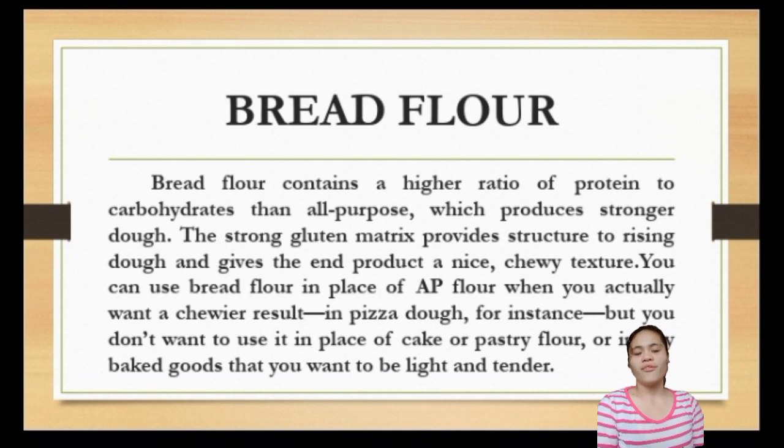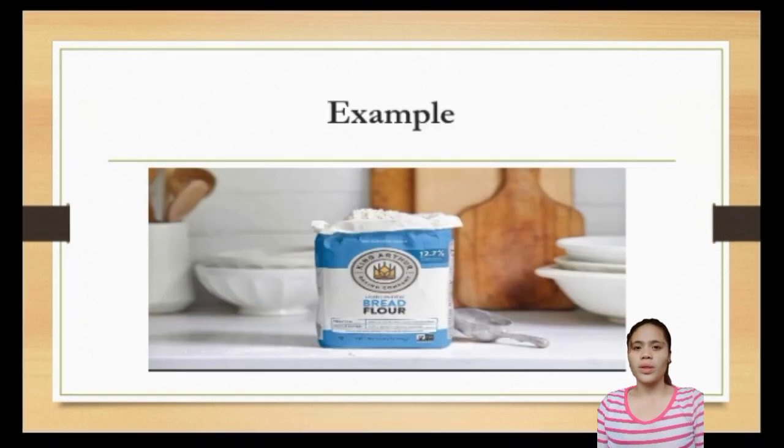The third is bread flour. Bread flour contains a higher ratio of protein to carbohydrates than all-purpose flour, which produces stronger dough. The strong gluten matrix provides structure to rising dough and gives the end product a nice, chewy texture. You can use bread flour in place of AP flour when you want a chewier result, in pizza dough for instance, but you don't want to use it in place of cake or pastry flour or any baked goods that you want to be light and tender.